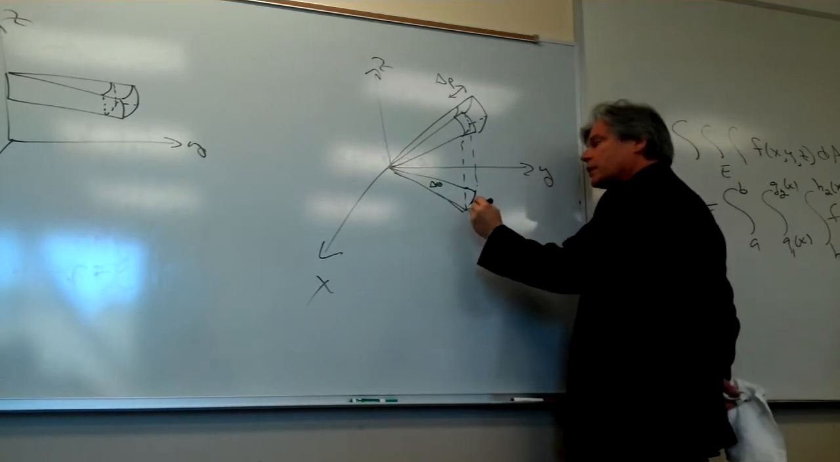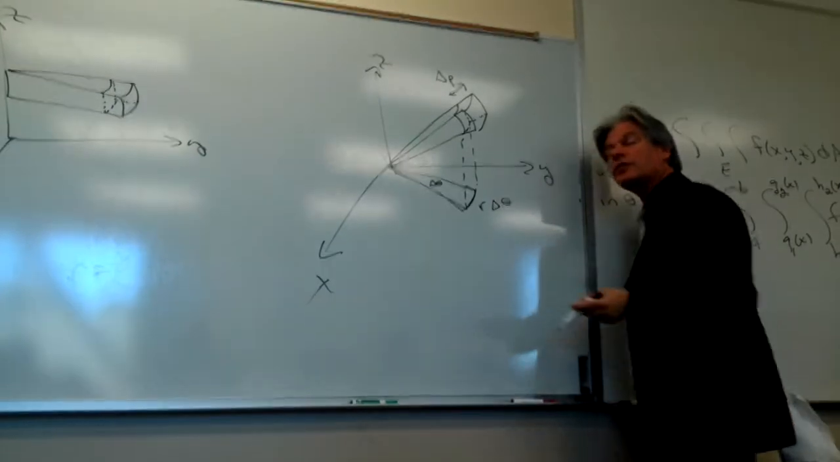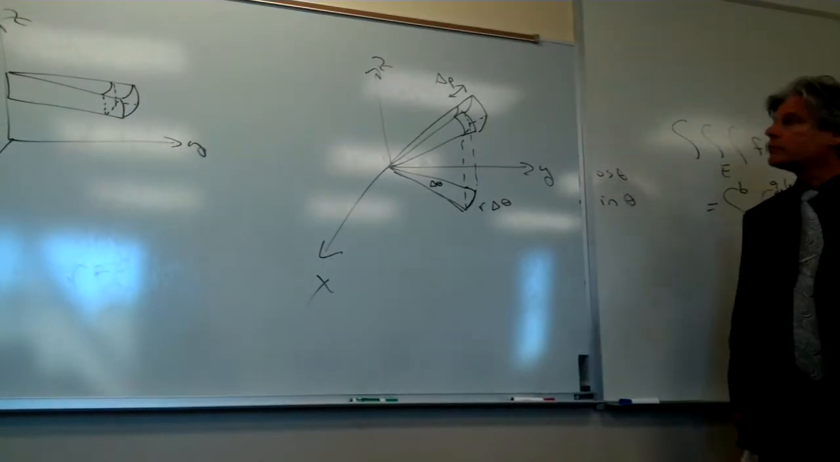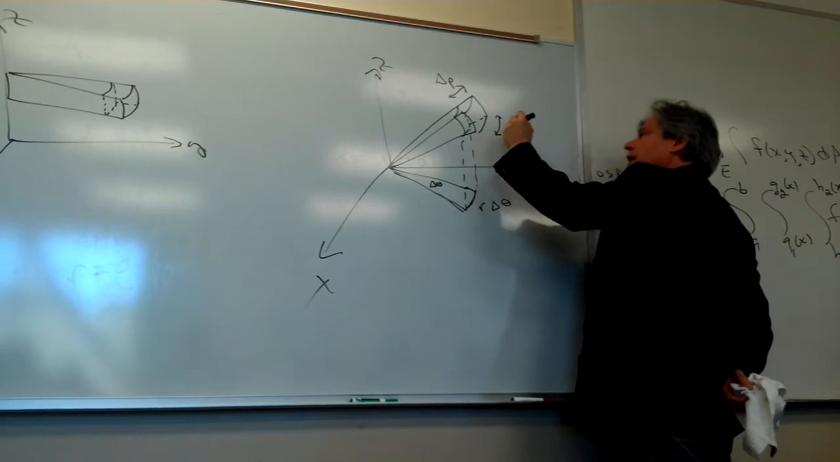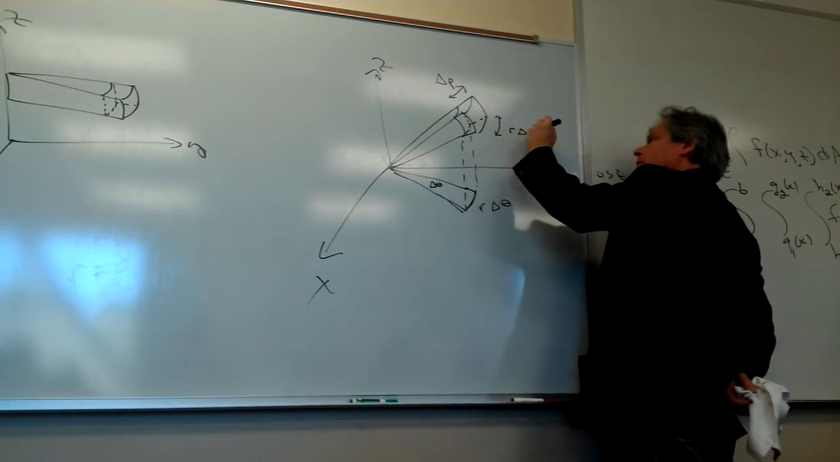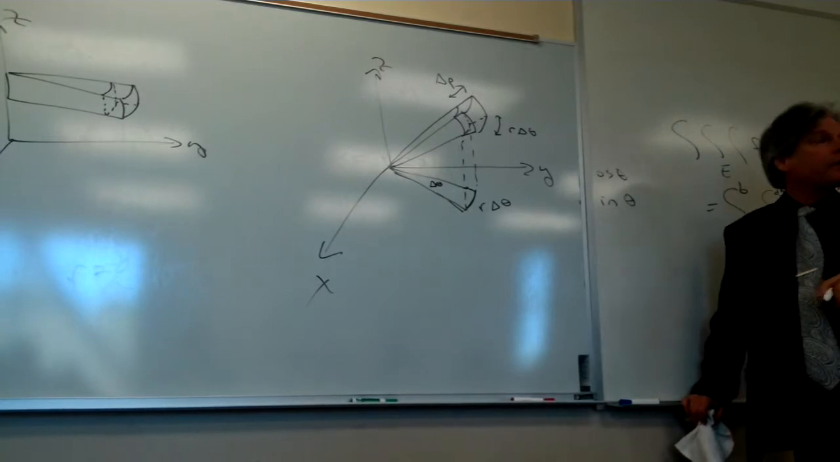So this arc length, like you and I discussed before, is just r times a small change in the theta direction. That's a change in the arc length. But I think that's going to be nothing more than this dimension. There's my r times this change in theta.